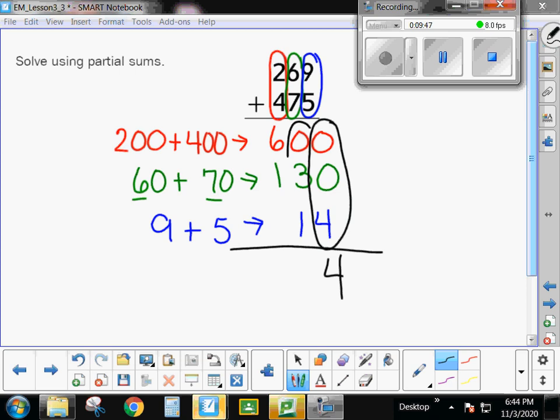I'm going to add up my tens. 3 plus 1 is 4. And I'm going to add up all of my hundreds. 600 plus 100 is 700. Okay, so my answer is 744.